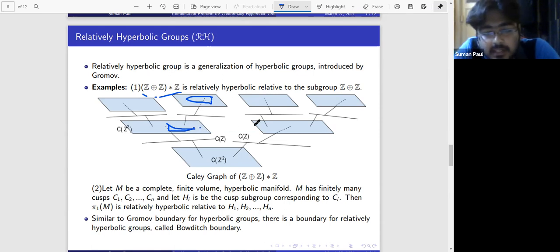And if I take 3 points in different planes, then also you have to go via this point.